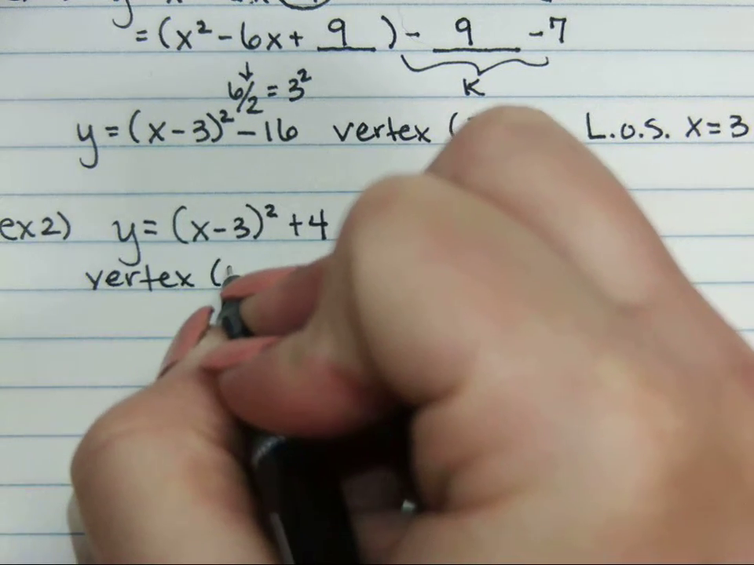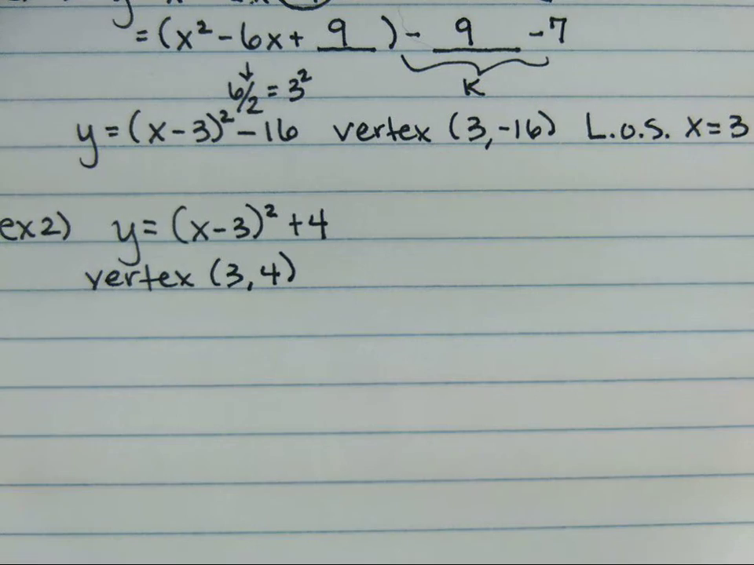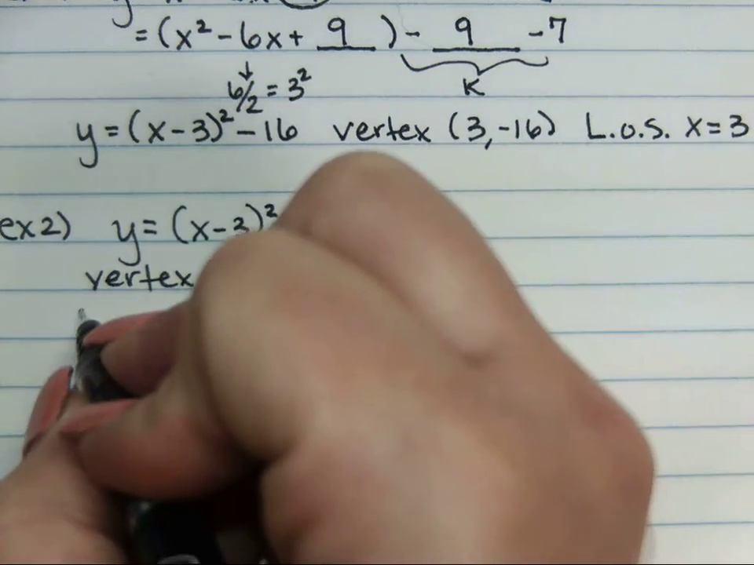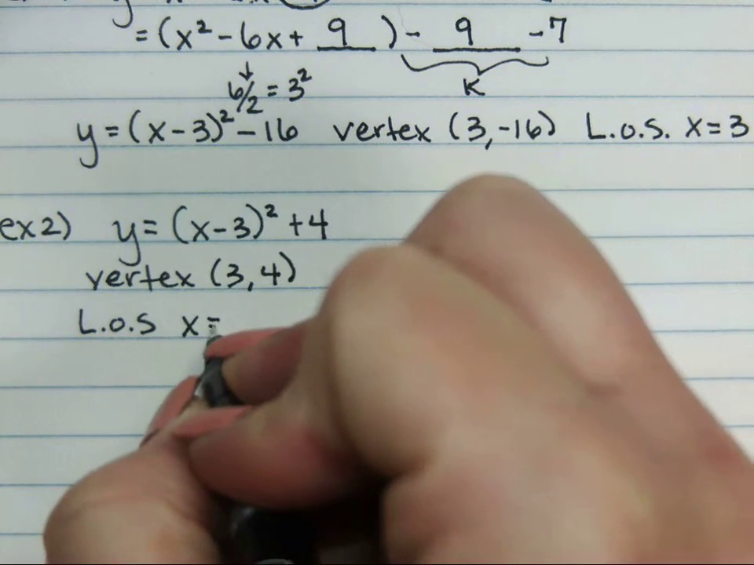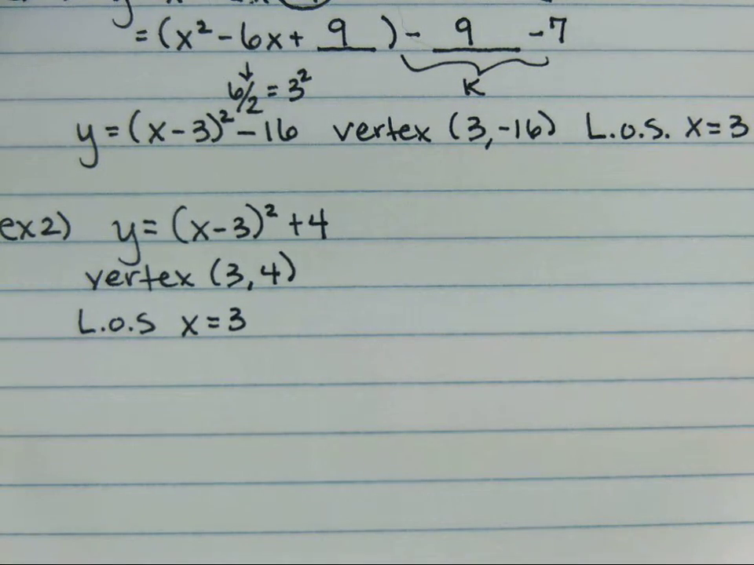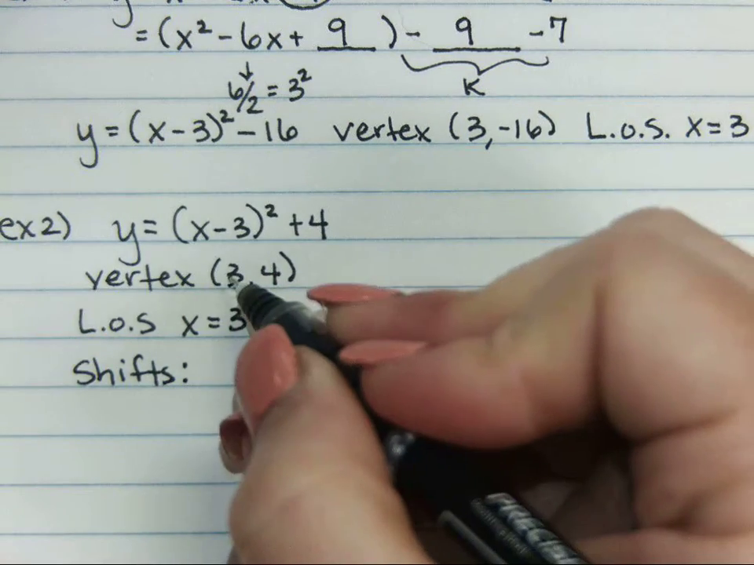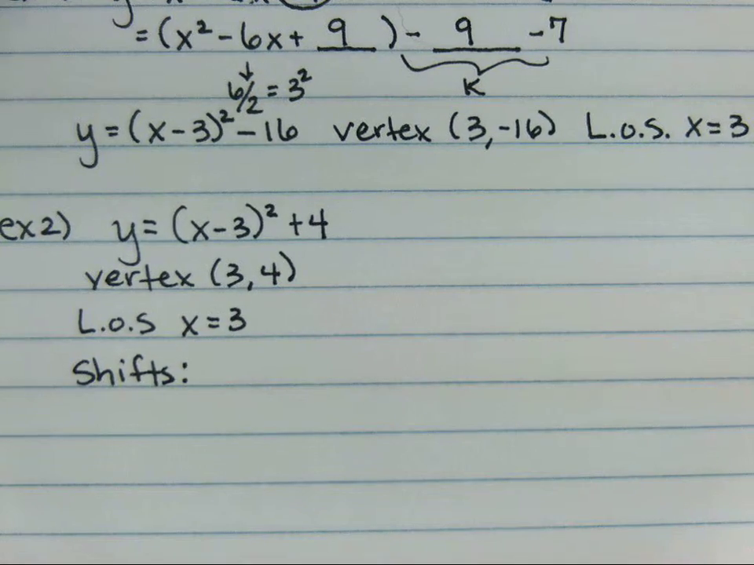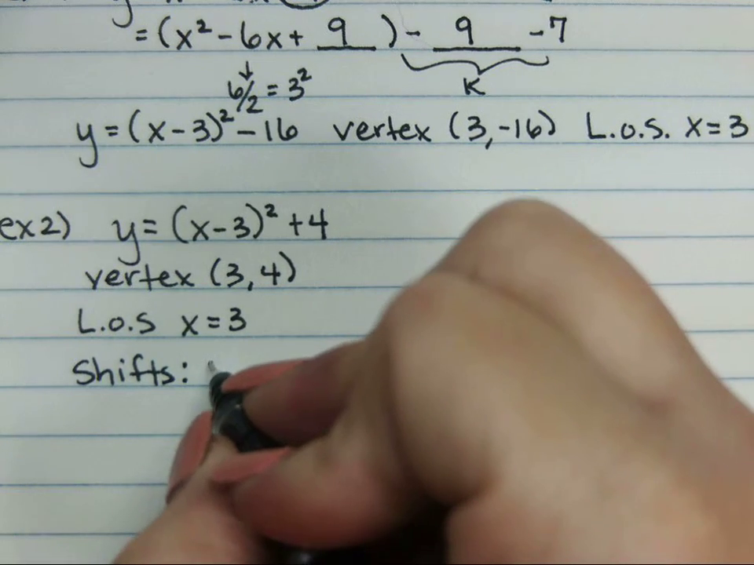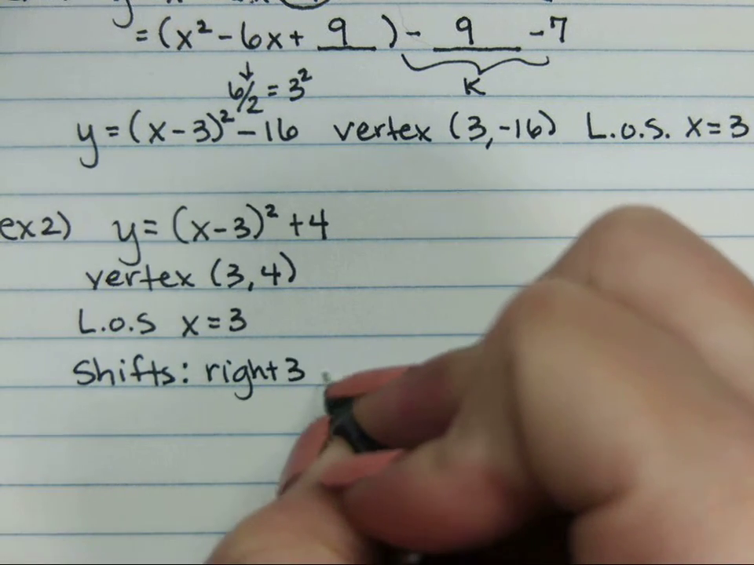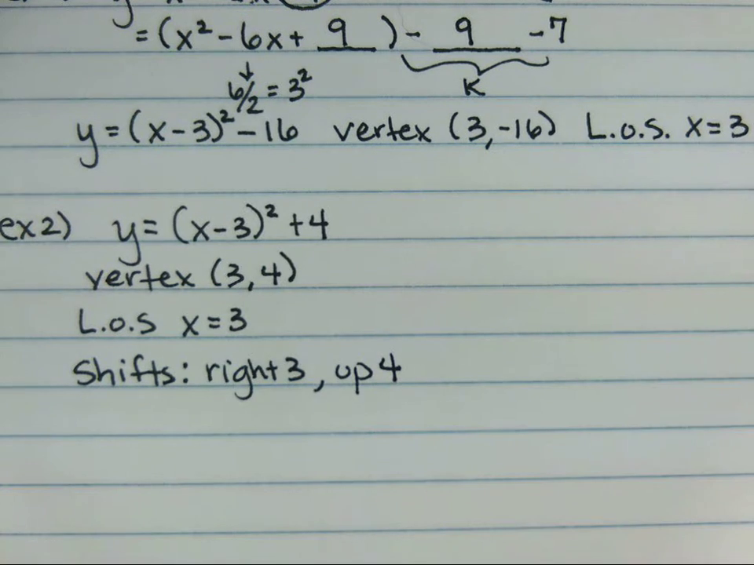So your vertex is the coordinate (3, 4), which means my line of symmetry is going to be at x equals 3. And that's again that it goes through the vertex to cut this in half. And I just want to identify what my shifts are. Based off my vertex, that's going to tell me how my graph is going to shift, because a general quadratic starts at the origin (0, 0). So that means this is going to move to the right by 3 and then up 4. And that's going to help me to create my in-out table.